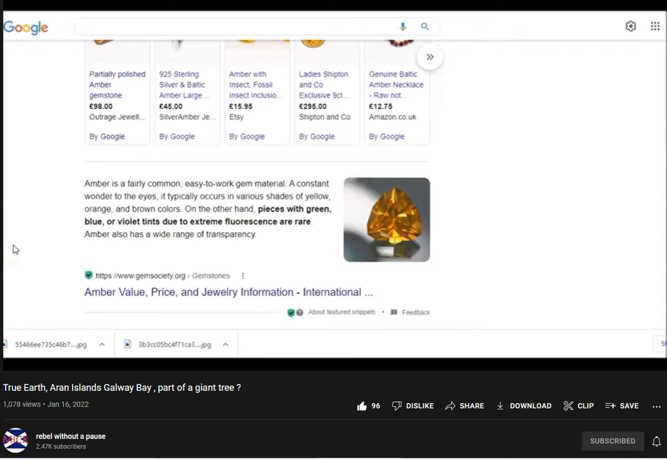Something else that comes from trees, amber. Amber is a fairly common, easy to work gem material, a constant wonder to the eyes. It typically occurs in various shades of yellow, orange and brown colours. On the other hand, pieces of green, blue or violet tints due to the extreme fluorescence are rare. Amber also has a wide range of transparency.